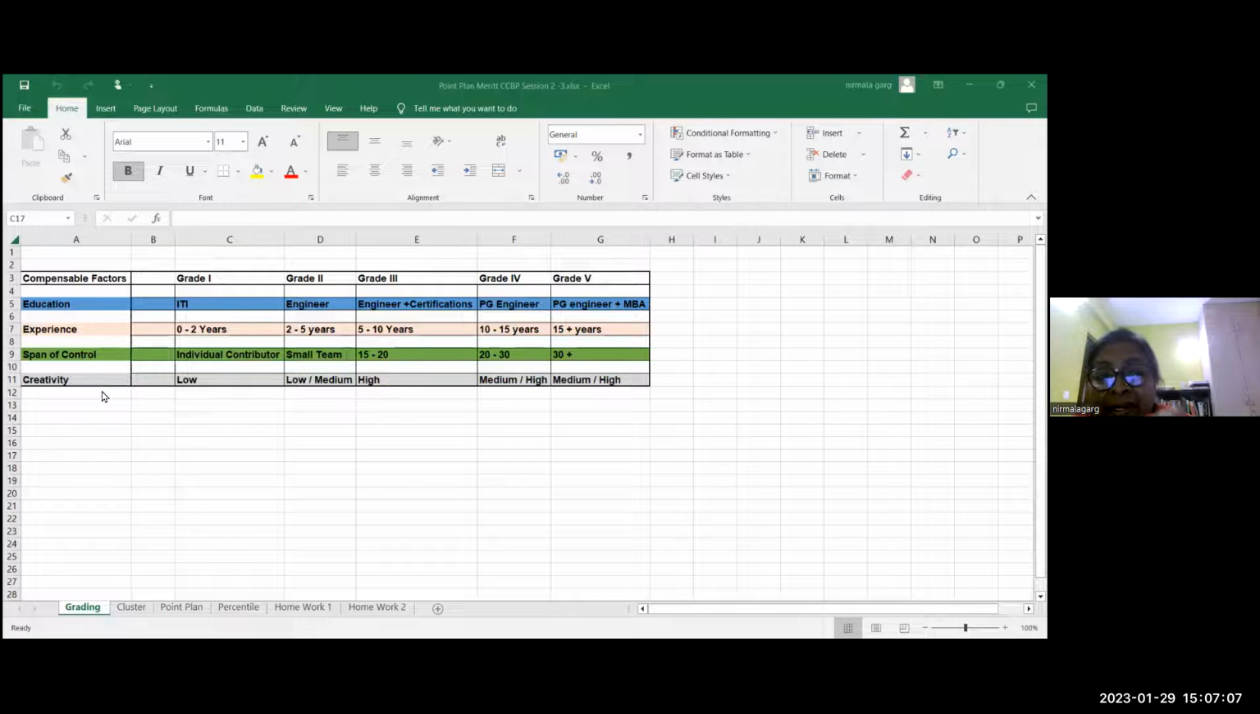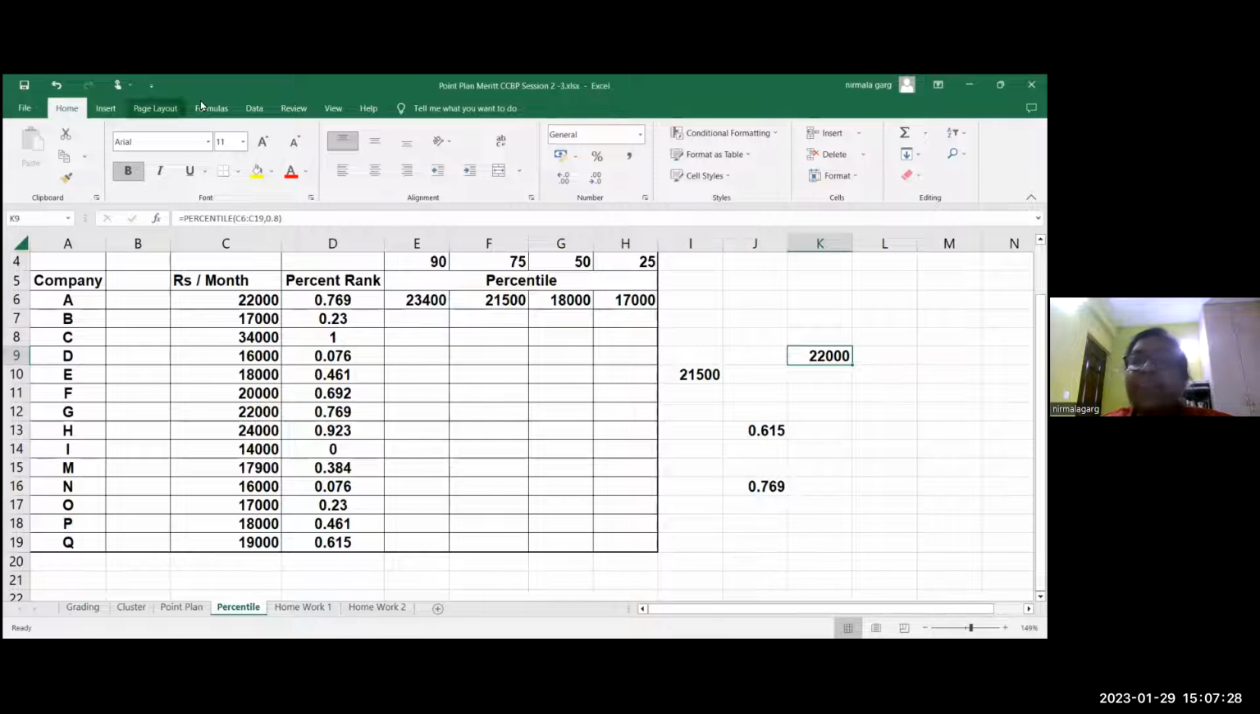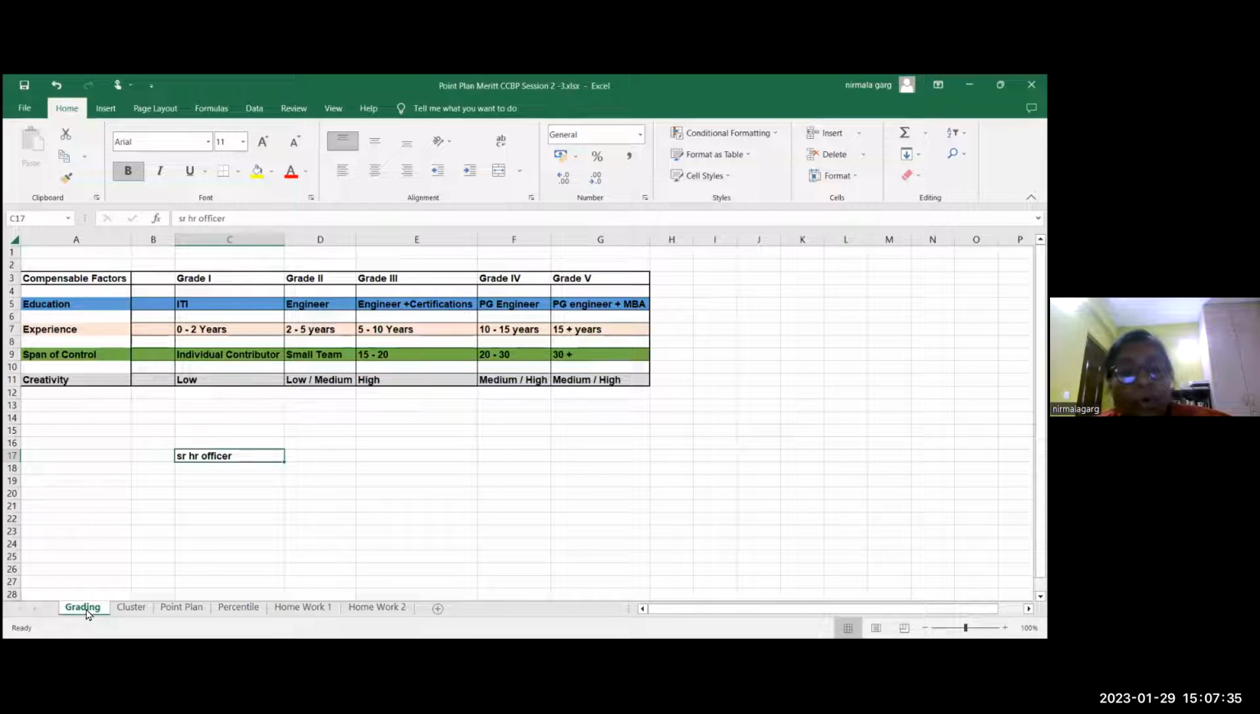Now, after having done that, what will you do? Do job evaluation of those positions and write here. For example, under grade 1, maybe you have something like a senior HR officer. Okay. Map your positions into the respective grades after you have done the job evaluation.